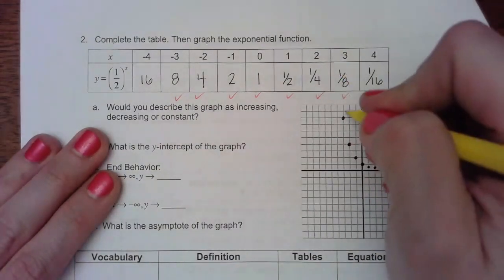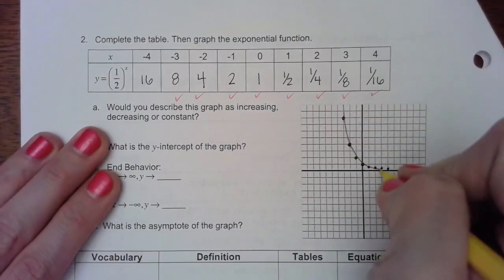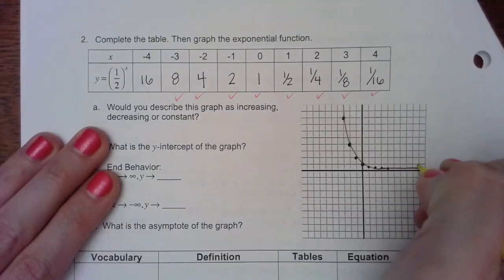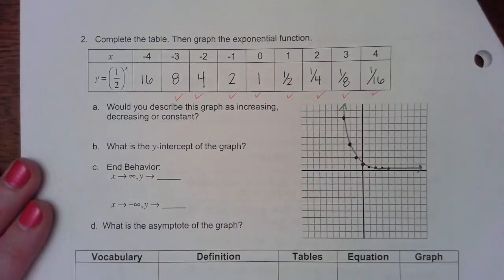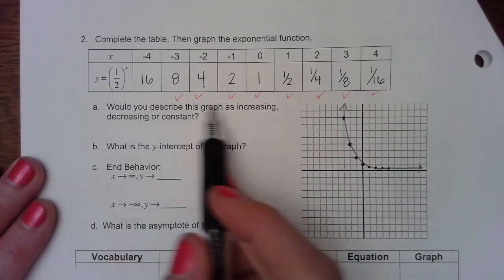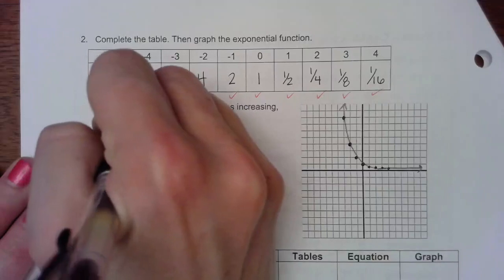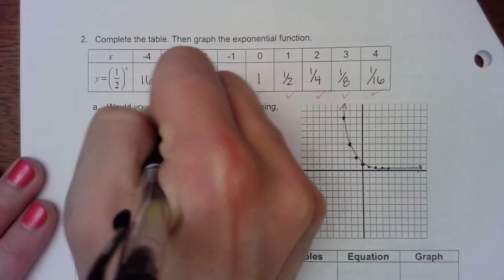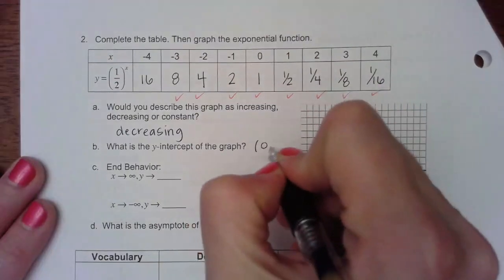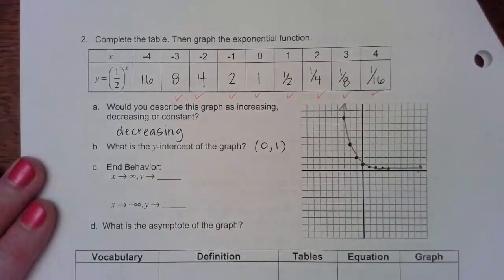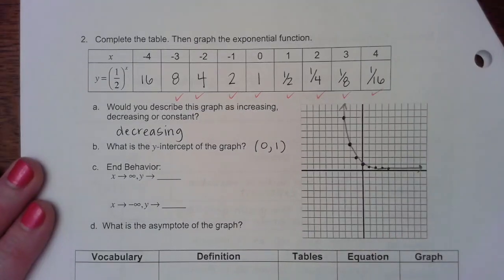So you can see how this graph kind of feels like it's doing the same thing. It's just doing it sort of backwards or in a different direction. The graph isn't getting bigger, it's getting smaller as you go from left to right. So as you go from left to right, the graph's going down, the numbers are going down, so you would describe this graph as decreasing since the numbers are going down. The y-intercept is the number that goes with 0, so that's going to be (0, 1) for this graph as well. That's the point right here where it crosses the y-axis.